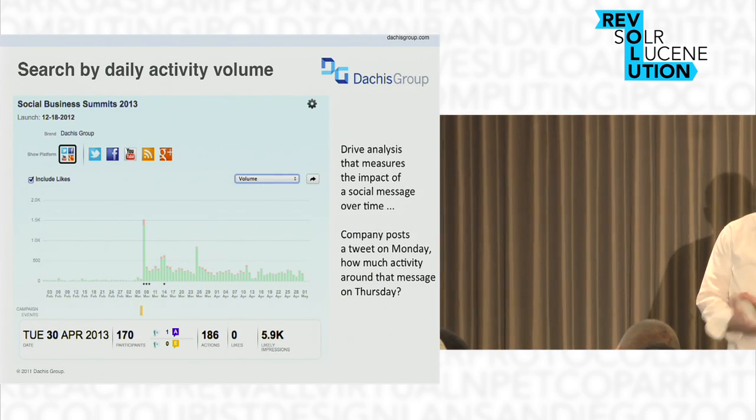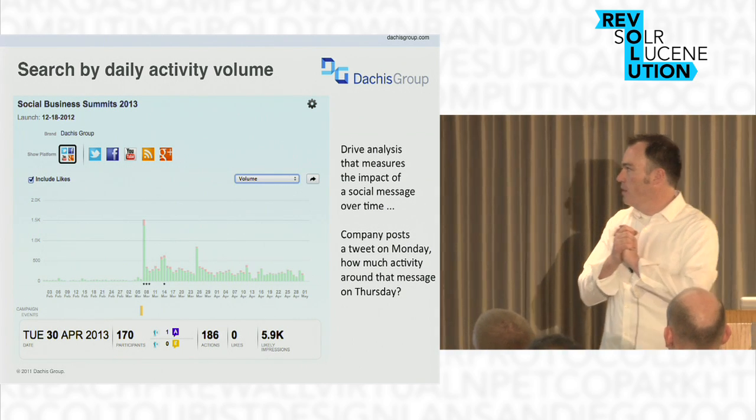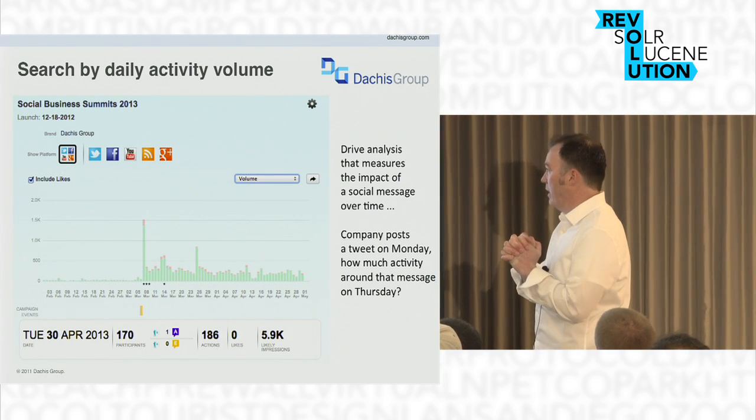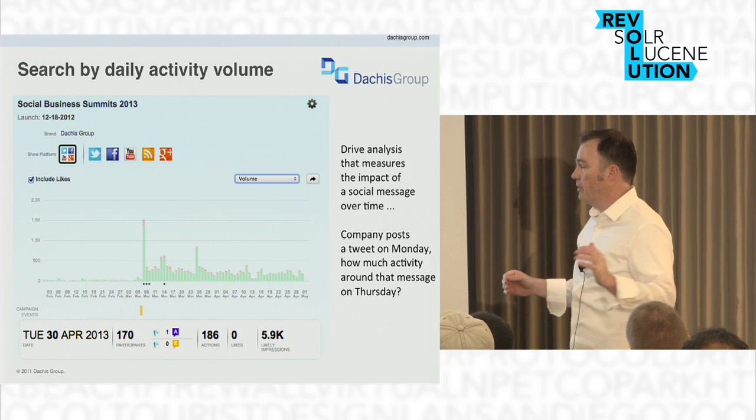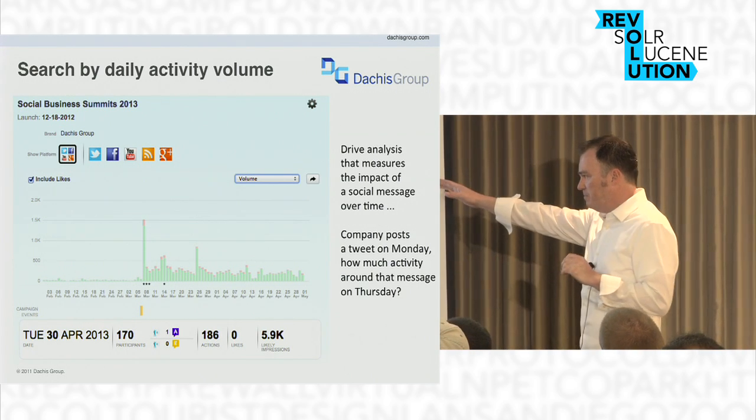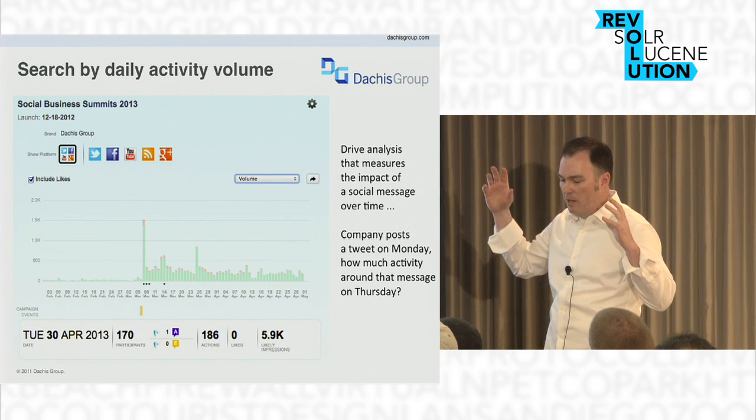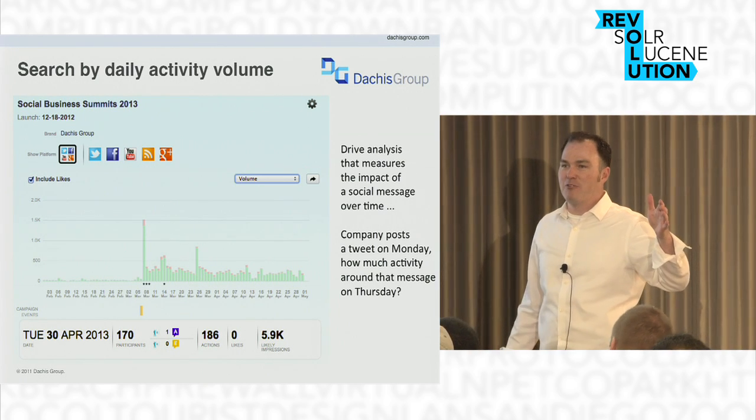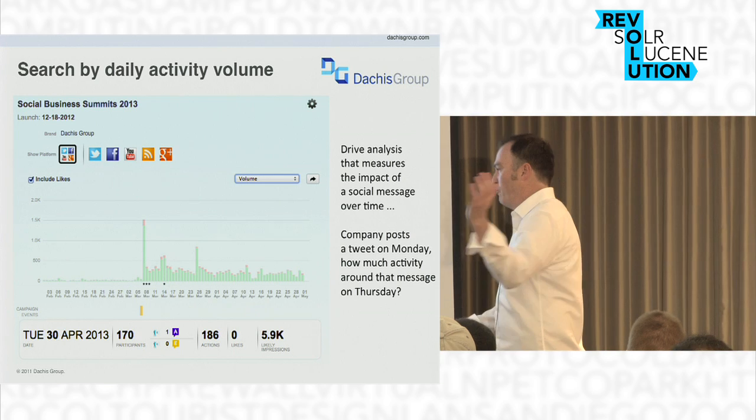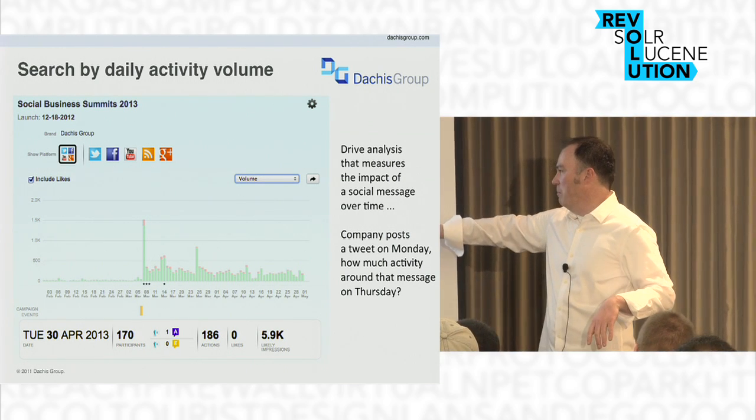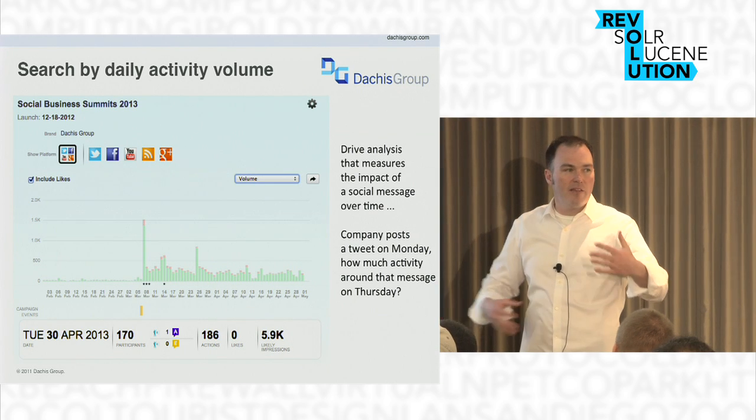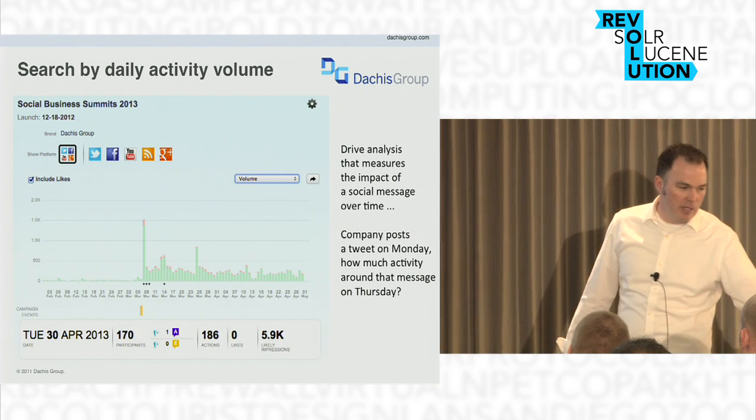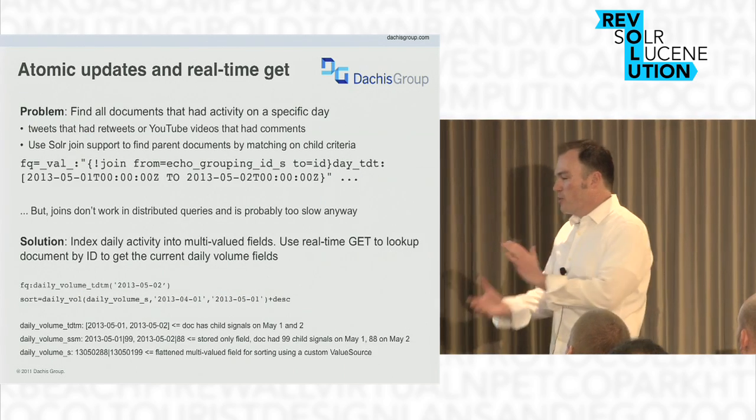Okay, so I talked a little bit about atomic updates. This really saved us. So I'll give you the use case, and we'll probably run out of time, but I can talk to anybody after this. So our use case is basically companies really want to know the performance of things they're doing. Like maybe they pay a celebrity to tweet something out about their brand, and they want to see all the activity over time about that, right? So if we post something on Monday, how much activity is still around on Thursday, that kind of stuff.